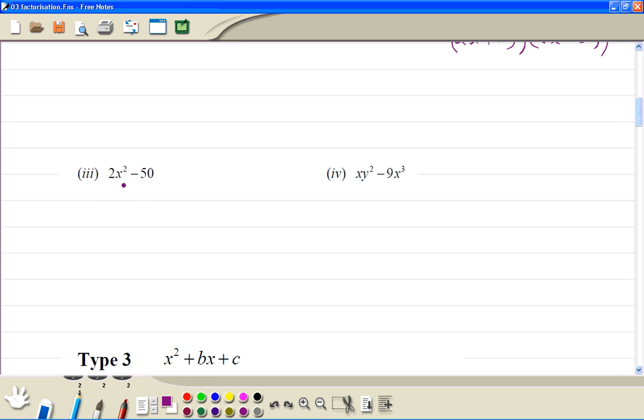2 is a common factor, so we pull 2 outside. So we have x squared minus 25. Now we use difference of two squares. So it's x plus 5 times x minus 5.